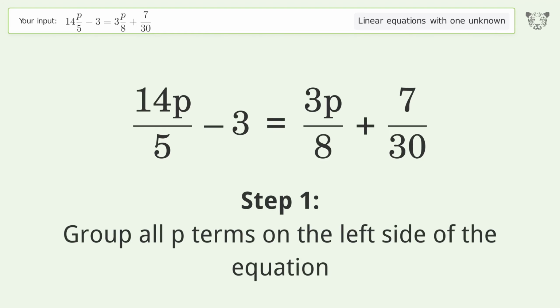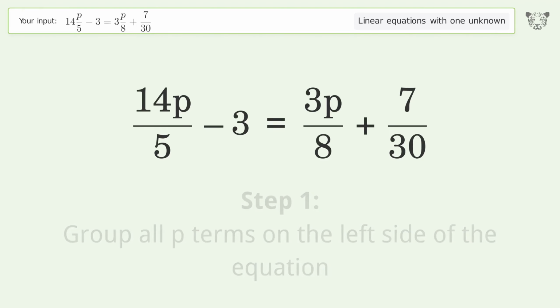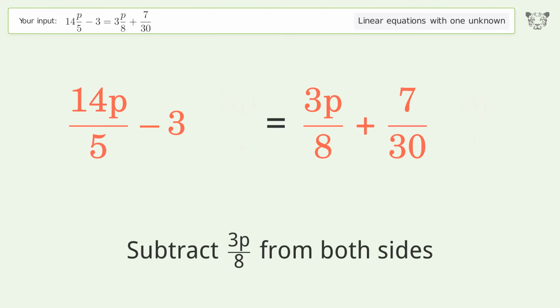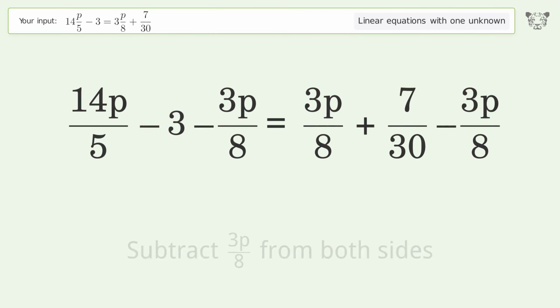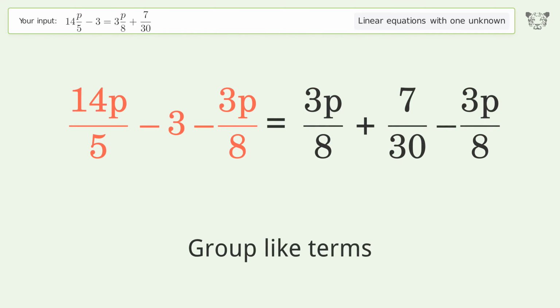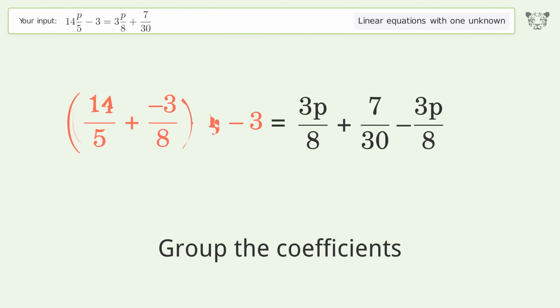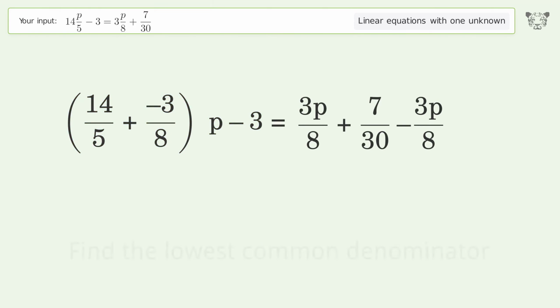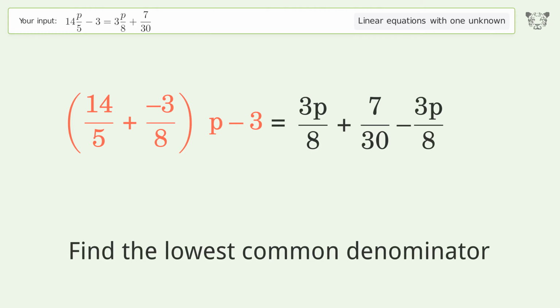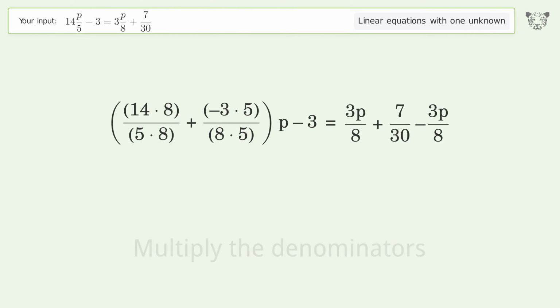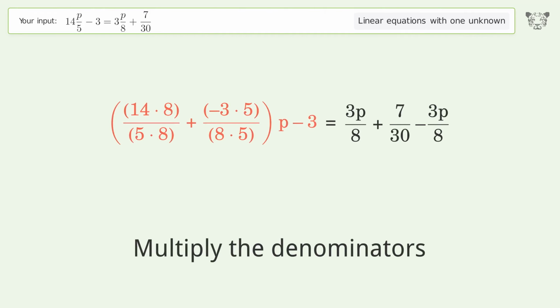Group all p terms on the left side of the equation. Subtract 3p/8 from both sides. Group like terms. Group the coefficients. Find the lowest common denominator. Multiply the denominators.